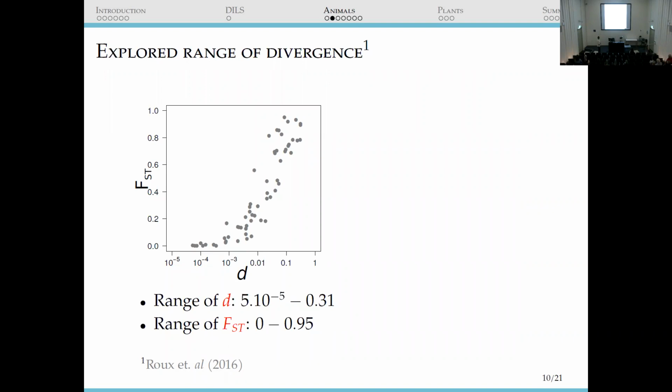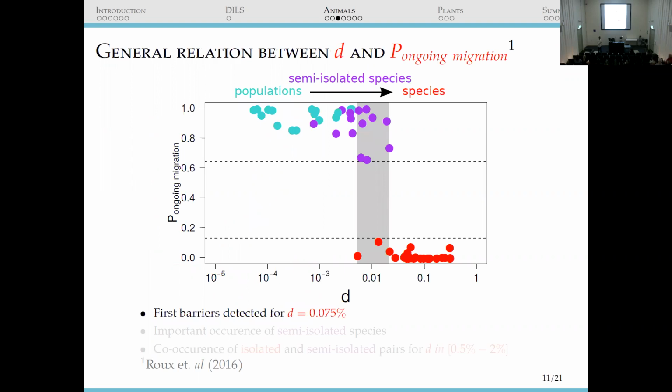The divergence here is measured as the percentage of the genome which is different between species A and species B. Basically, human-chimpanzee is 1%. Okay, here you have human-chimpanzee. So we explore the range of divergence between very low and 30 times human-chimpanzee, and here is just the FST. And here was the result of this study.